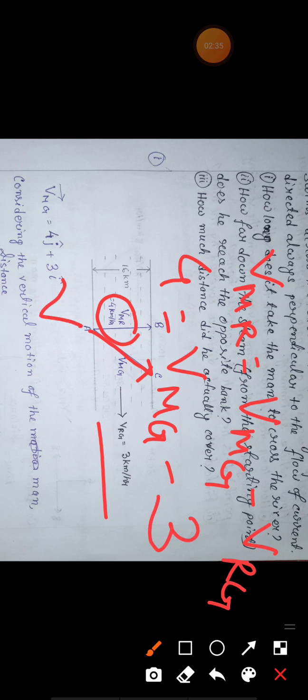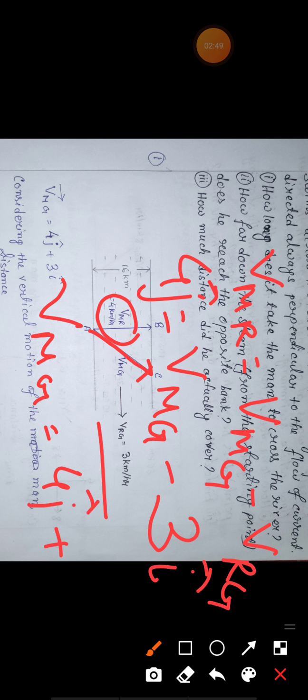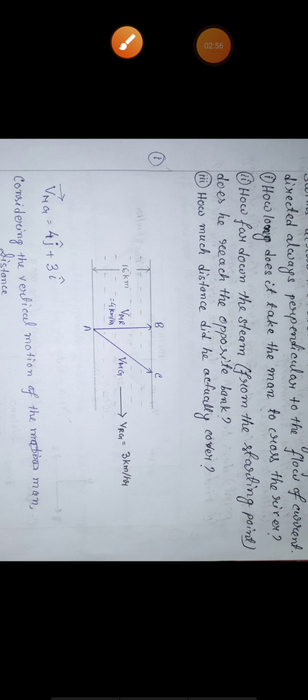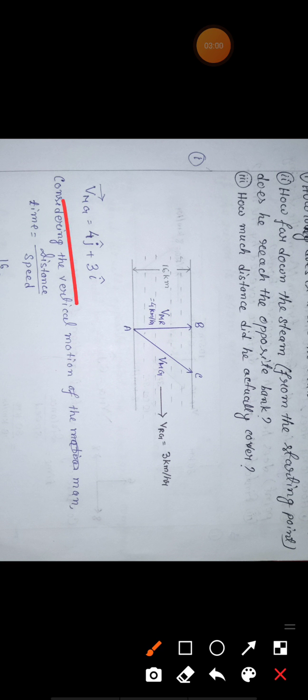So from here you can also calculate V of mg. Okay, so the 4 is actually in which direction? Positive y direction, j cap, and 3 is in which direction? Positive x direction. So this is i cap. So 4 j cap plus 3 i cap. So in this way also you can calculate. So velocity of man with respect to ground is equal to 4 j cap plus 3 i cap.